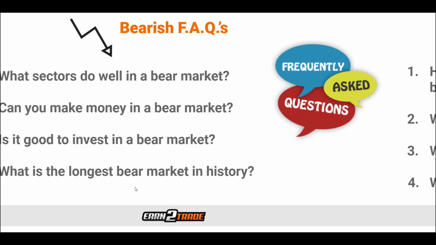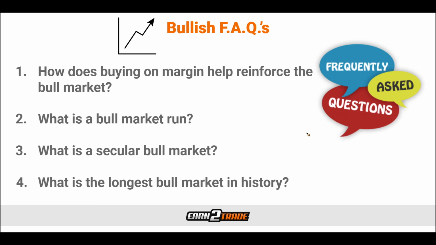As far as bullish frequently asked questions go, we do have a few here for you as well. And the first one is, how does buying on margin help reinforce the bull market? Well, buying on margin basically means that we're multiplying our purchasing power. More buying, more bullish activity. In short, that is the easy way to understand it. So buying on margin just means we're buying more.